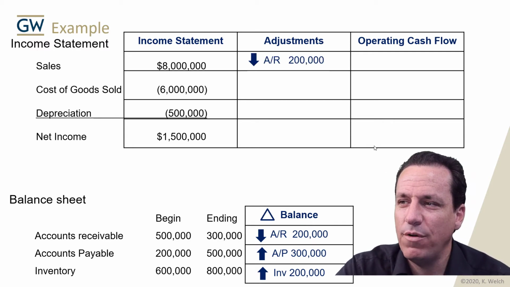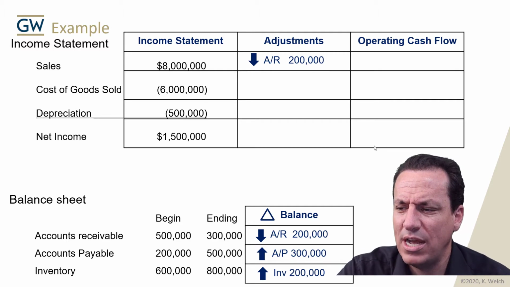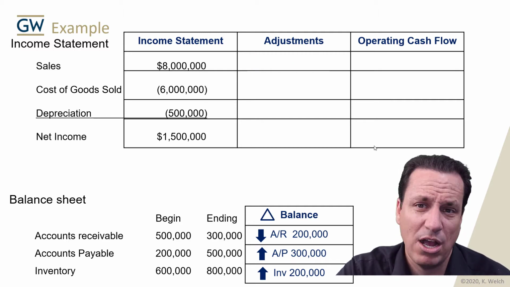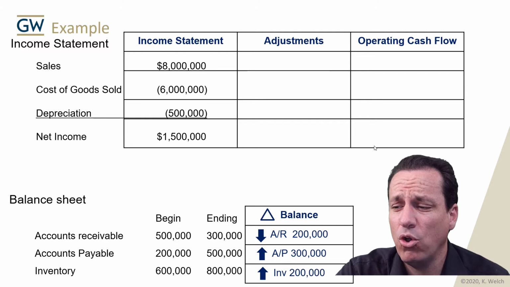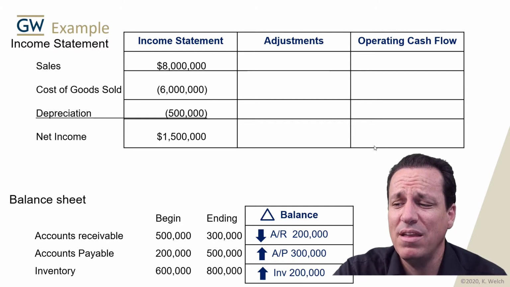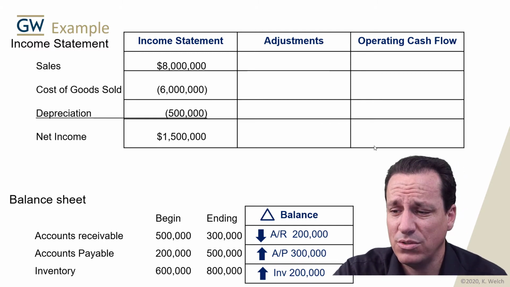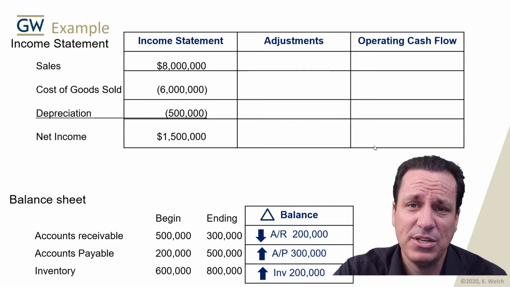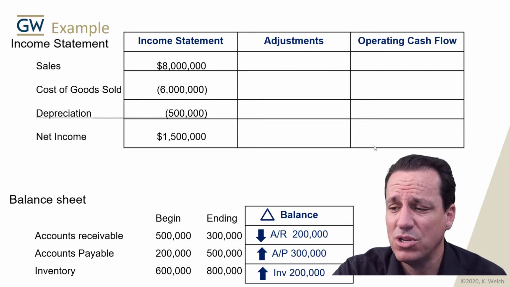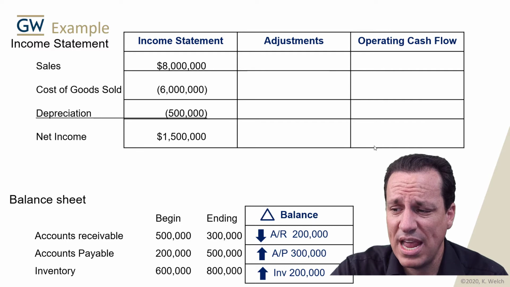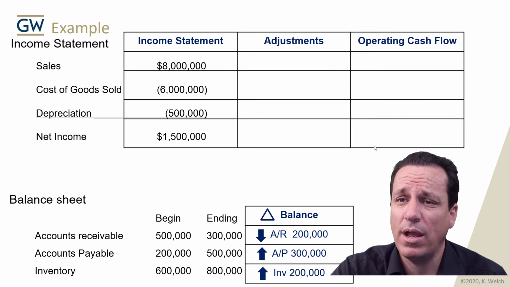So accounts receivable goes down 200,000. Accounts payable goes up 300,000, and our inventory goes up 200,000. And that's the net between the beginning and ending amounts. So accounts receivable down, accounts payable up, and inventory up. Well, what does that mean for our cash flow statement?